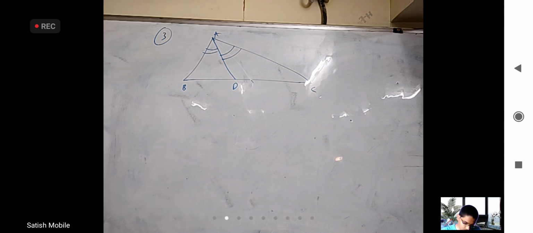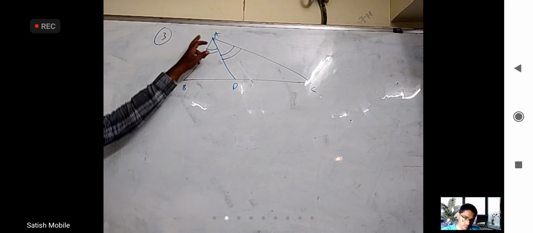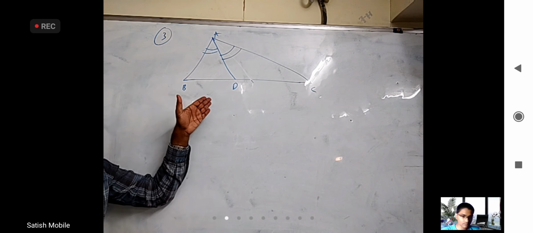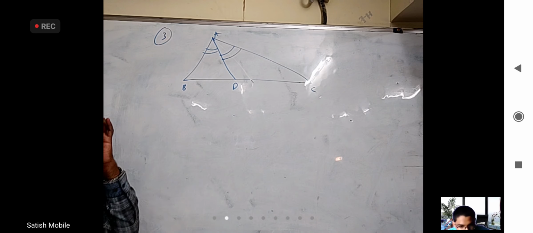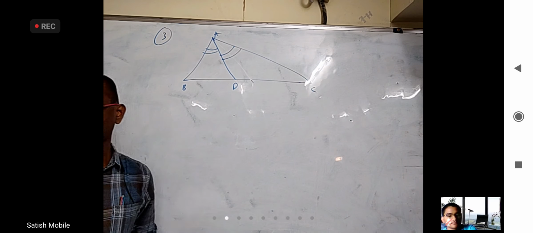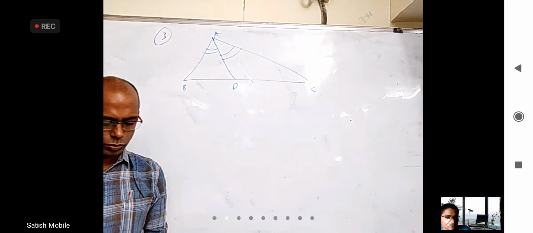Okay. In the third question, they gave for a triangle 3 vertices, and they said the internal bisector of angle A, what is the length of that? So let us say the internal bisector is meeting the side BC at D. What is AD length? Anybody want to give an idea how to do this third one?